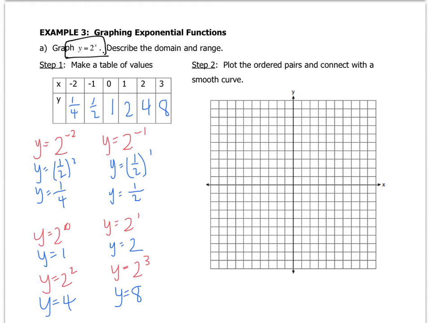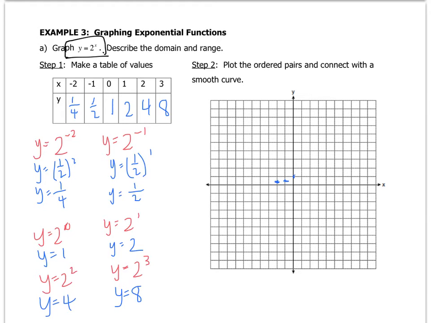So now you plot your points. -2, 1/4, -1, 1/2, 0, 1, etc. Now estimate where your points were. Obviously you can't exactly get at 1/4, but you can approximate where you think it is. So -2, 1/4 is pretty close to the x-axis, so I'll plot it right there. -1, 1/2 is about here.